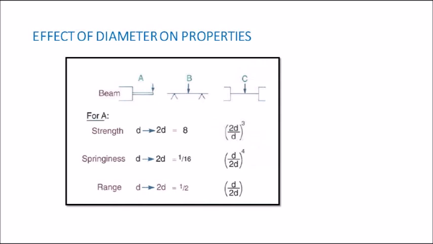Now the range is also changing when there is a doubling of the diameter. The range is actually getting reduced to half of it. So range is also inversely proportional. So when the diameter is getting doubled, the range is getting reduced to half.